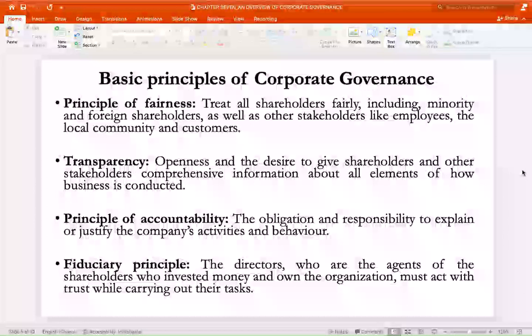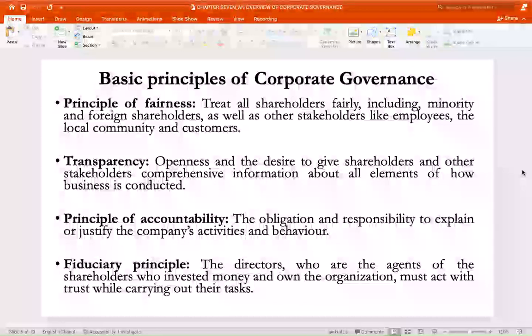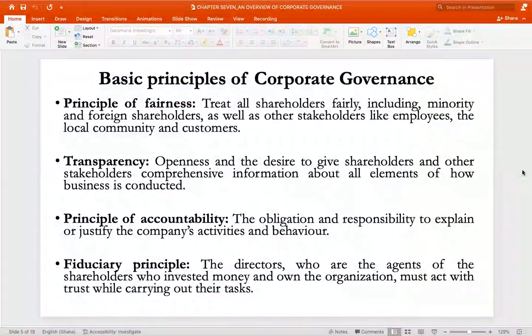So the principle of fairness says, even though the shareholders might have been those who contributed money in the formation of the company, once a company is formed, it is no longer only for the shareholders. We have other stakeholders in the company. In fact, even within the context of shareholders, they can discriminate among themselves. Okay, because we have what is known as majority shareholders and we have minority shareholders.